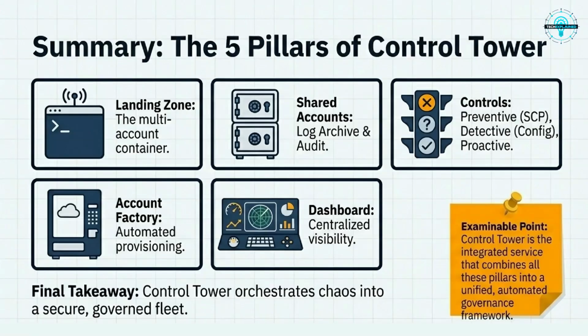AWS Control Tower is built on 5 key pillars. First, Landing Zone, your secure, governed foundation. Second, organizational units, the structure that lets you apply policies at scale. Third, controls and guardrails, the rules that keep everything compliant. Fourth, Account Factory, automated, consistent account provisioning. And fifth, dashboard and monitoring, real-time visibility into your entire environment. Together, these 5 pillars give you everything you need to run a secure, scalable, well-governed, multi-account AWS environment.